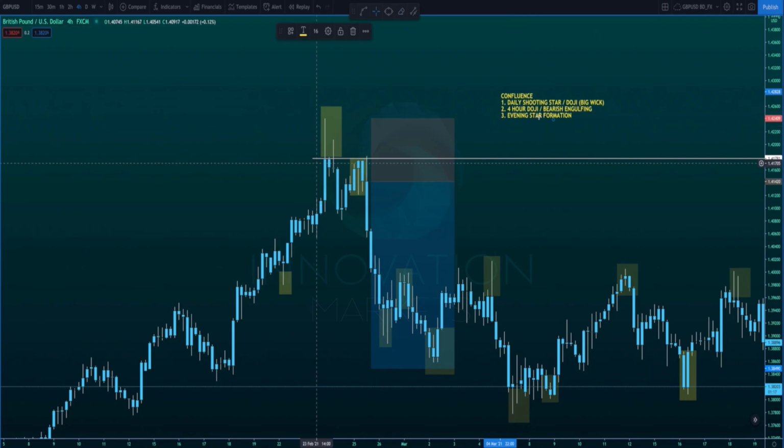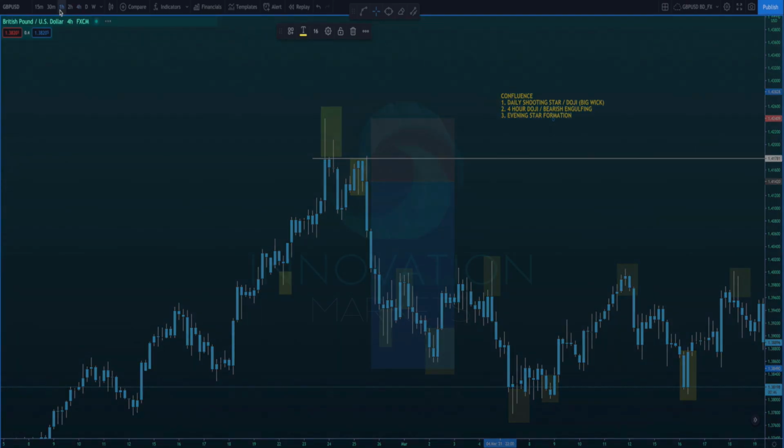Now 4 hour, as I said, we've got daily and 4 hour. So the daily showed us this big wick, gave us that sign or the alert that something might be changing in the market. Then we dropped down to the 4 hour, saw this big wick and a second rejection, showing us that there's a rejection of this area. So again, an alert that we might be changing direction, because on a daily and 4 hour time frame it's always about direction. And then here we've seen an evening star formation on the 4 hour, again showing us that there's a potential change in direction. So let's drop down to the 1 hour time frame.